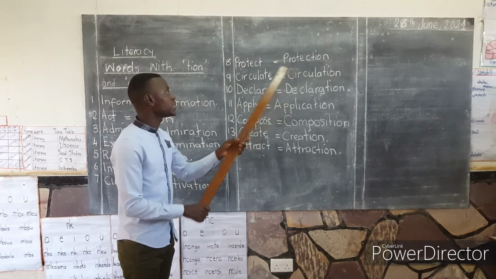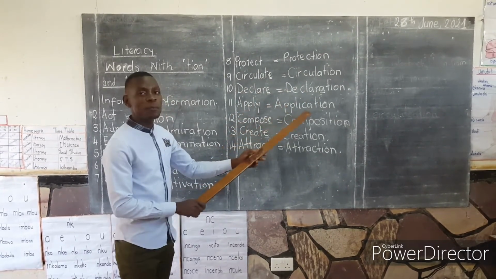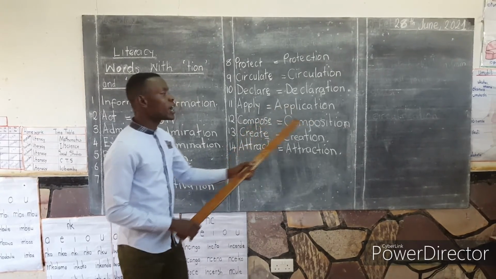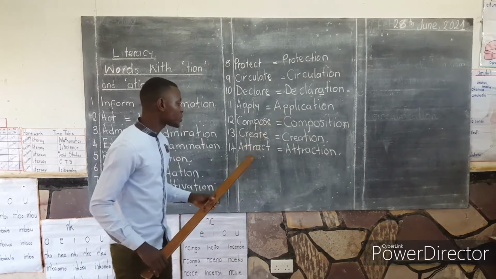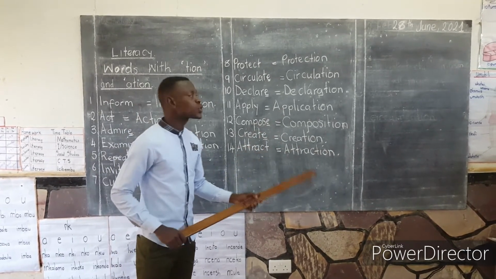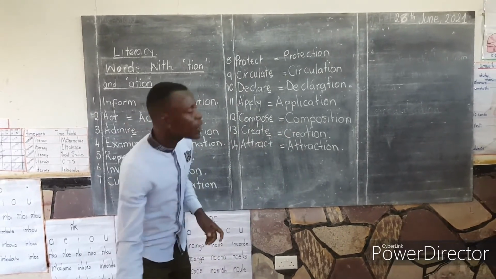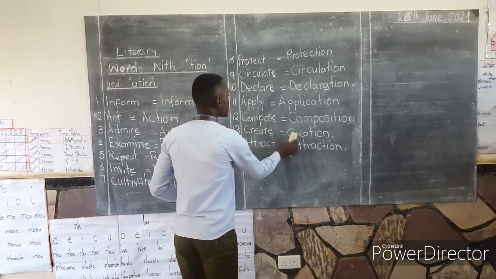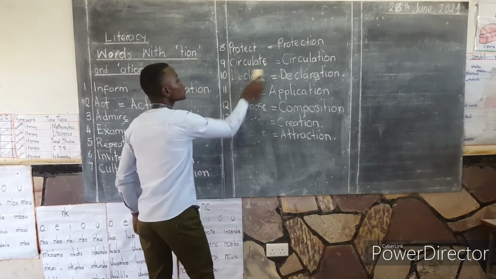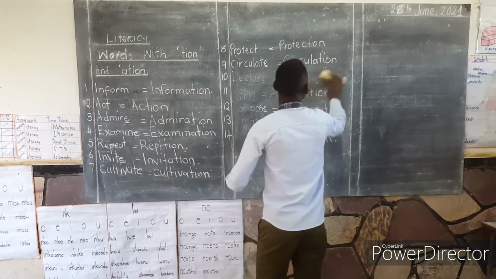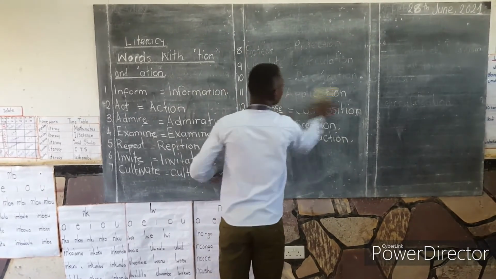circulate, circulation; declare, declaration; apply, application; compose, composition; create, creation; attract, attraction. So these are the words. Now I want you to spell these words that I'll ask you, so that I know if you were paying attention when I was writing.